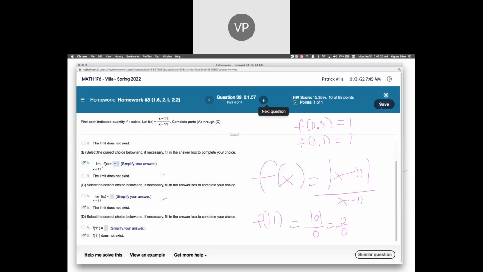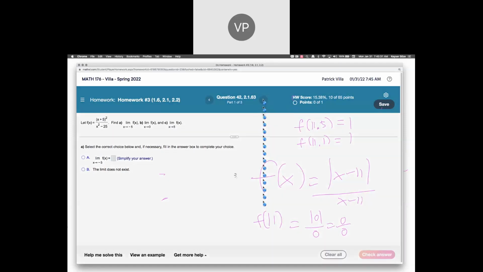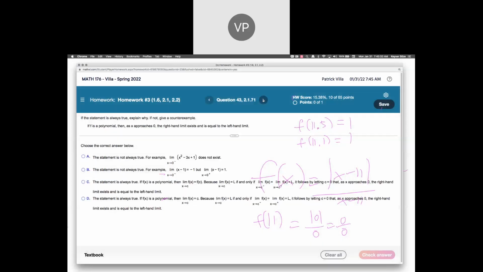Okay, let's look at maybe one more of these, I think. Number 43, yeah, we're still in section 2.1. So on this one, if the statement is always true, explain why. If it's not, give a counterexample. If it's a polynomial, go back. This is the actual thing they're trying to state here. So the first line was the instruction.